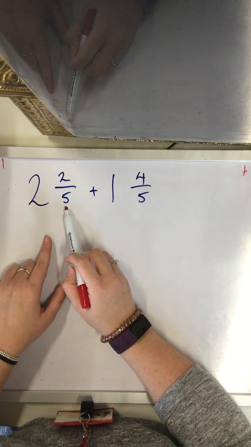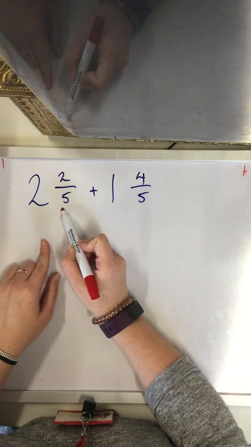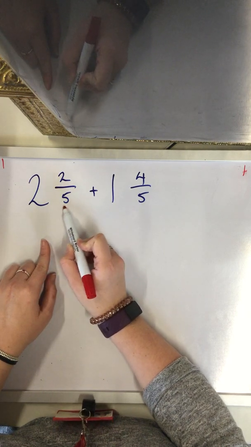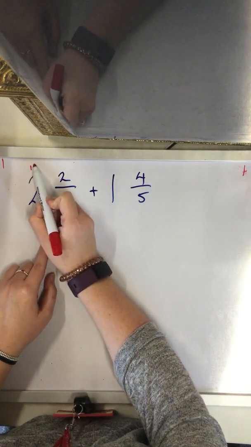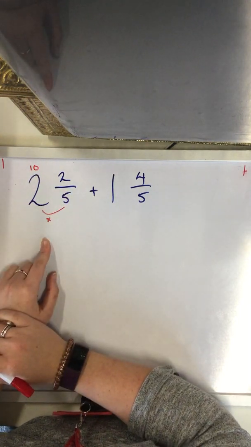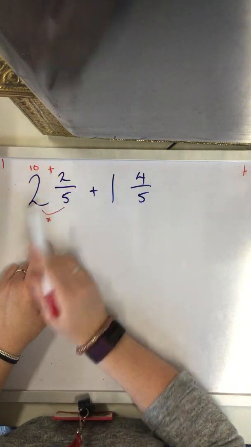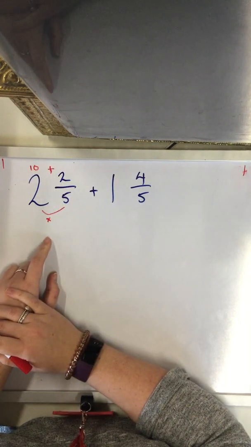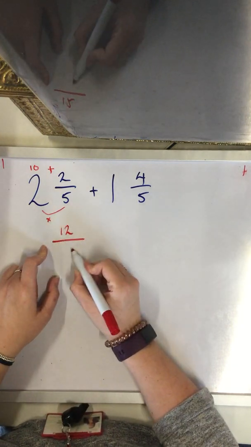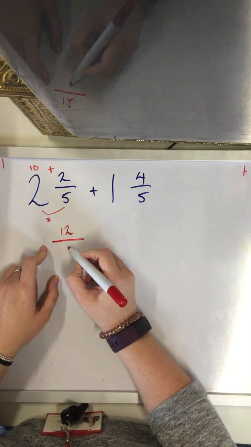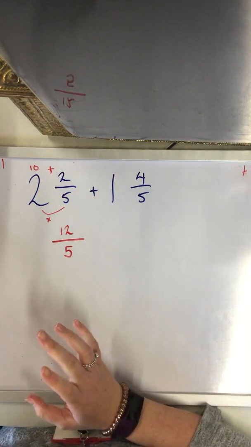We have got our denominator here, which is 5. We're going to say to ourselves, well, what is 5 times 2? And I know that is 10. Just going to pop it up there. And then we add 10 and our numerator together, which gives me 12, which is 12 over, and that's going to be 5, because we always keep our denominators the same.